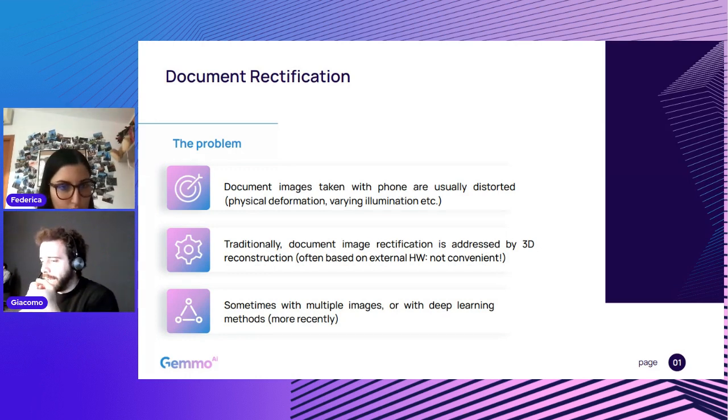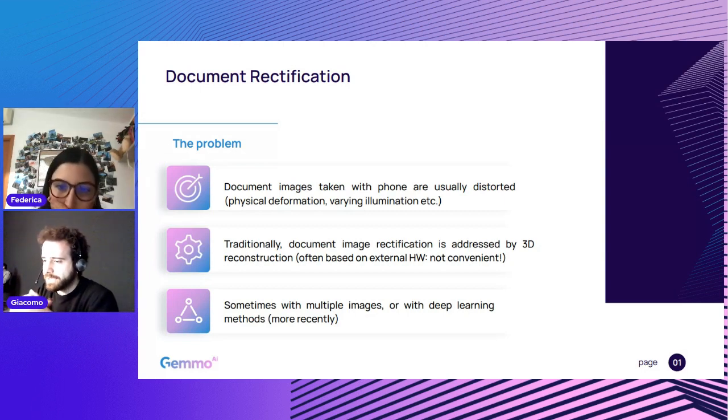So there are essentially two rectification methods that are reported in the paper, and the first one is that you try and reconstruct the sort of the 3D model of your image, or the document in your image. But in fact, this one might be based on some other external hardware that will grant you the possibility of taking the picture, elaborating it, and so on and so forth.